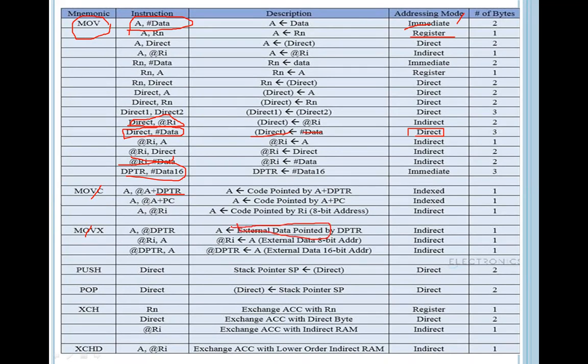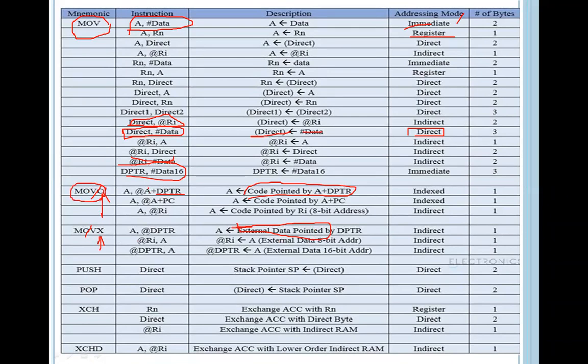Understood? It means for the internal code pointer by the DPTR, C is the code, and for the external data pointer, we use X. What is the meaning of C? C means code, and X means data. So to transfer code we use C, and to transfer data we use X, the external data pointer by DPTR.